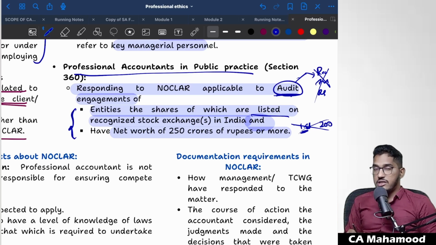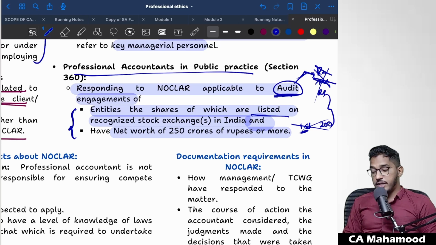When both the conditions are satisfied and you are conducting the audit of such an entity, then only you are required to comply with NOCLAR rules and regulations. Very important from the examination perspective. And one more thing I told: if you are a professional accountant in public practice, NOCLAR will become applicable only for audit engagement. It will not become applicable for review.